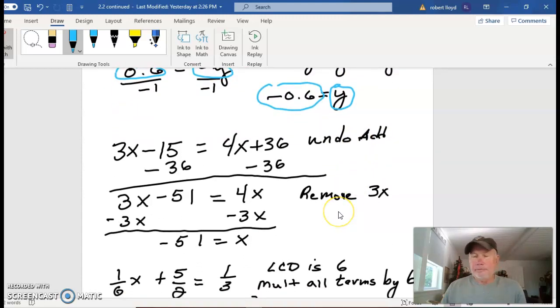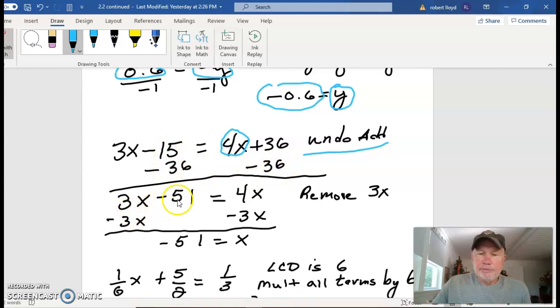And now we have one where we have a variable on both sides. So let's undo the addition first. And we're going to work with the 4x rather than the 3x, because when we get rid of this 3x, we'll still have a positive x over here, and it's a lot easier to deal with positive than negative, so we don't have to go through that dividing by a negative 1. So we get rid of the positive 36 on both sides with negative 36.